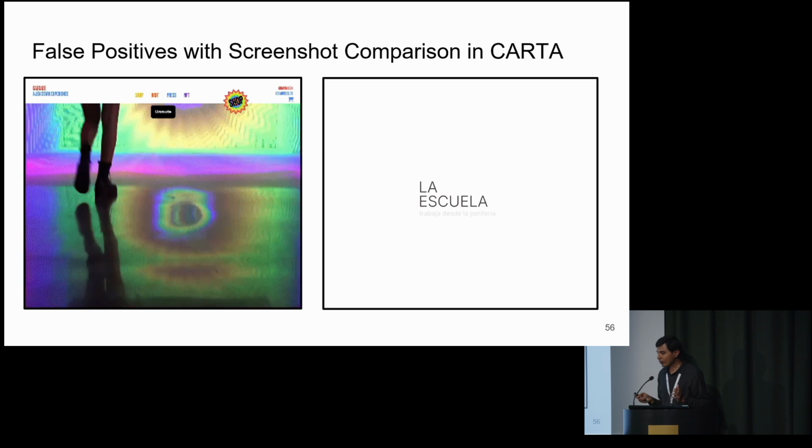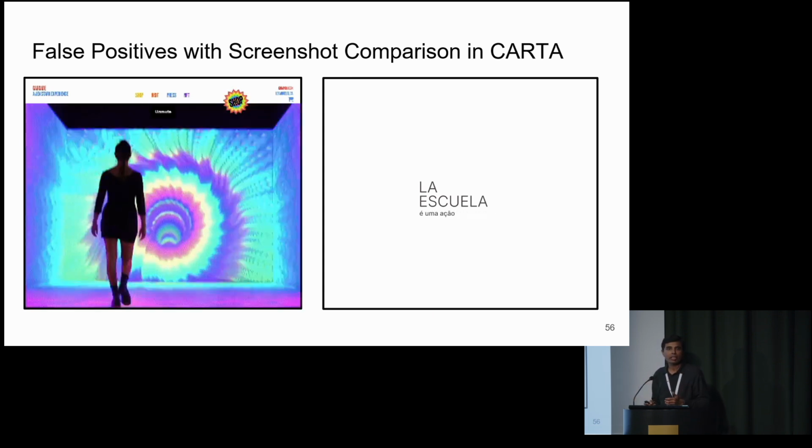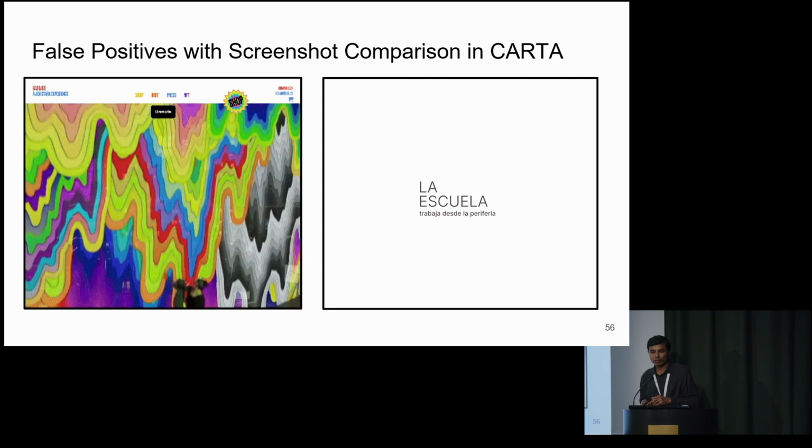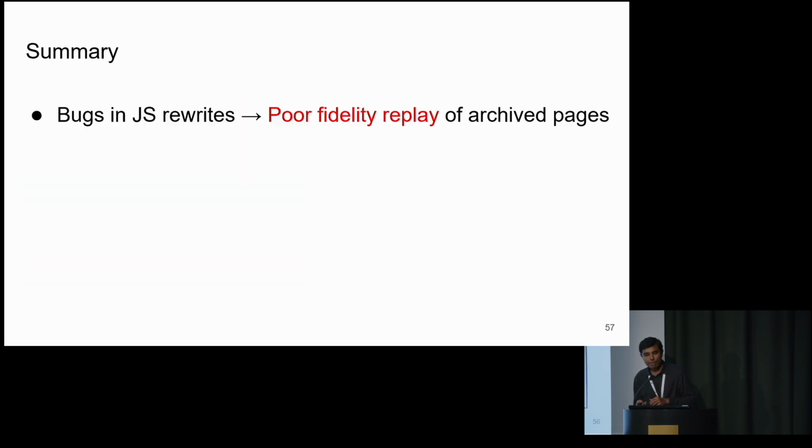And here too, this is even more so. There are lots of art websites which have so much dynamism that if you compare screenshots, you're going to have tons and tons of false positives. So overall, the high-level bit here is JavaScript is so complex, it's very hard to rewrite it correctly. So there are going to be bugs, and there do exist bugs, and this results in poor fidelity replay.